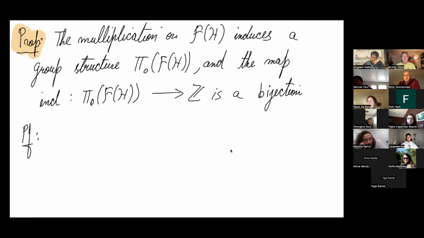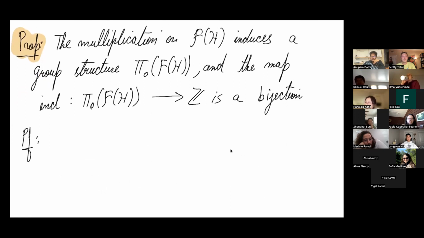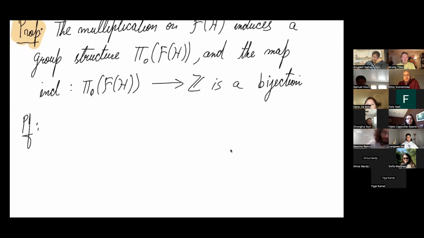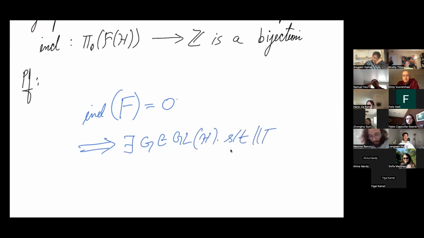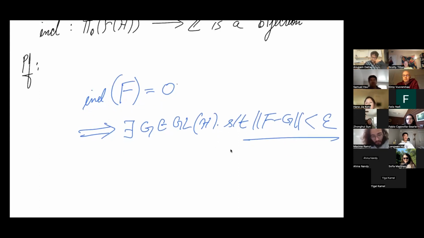Maybe I can just give a quick sketch of the idea here. So the part that it induces a group homomorphism and stuff, I would say that is just some formal verification and you can do it. But the fact that it is a bijection is slightly more interesting. So if you are given a Fredholm operator F whose index is 0, you can check by some basic functional analysis that there exists some G, which is an invertible operator on H, such that the norm of F minus G is less than epsilon.